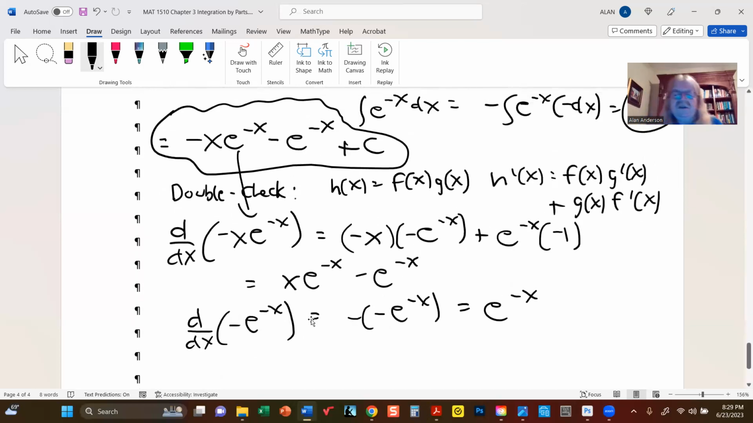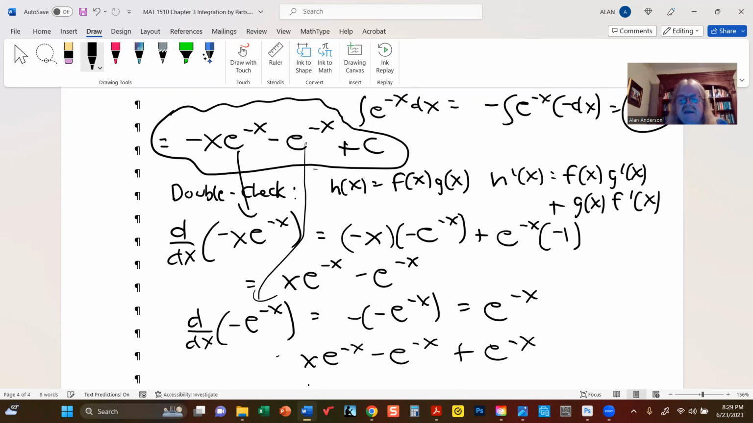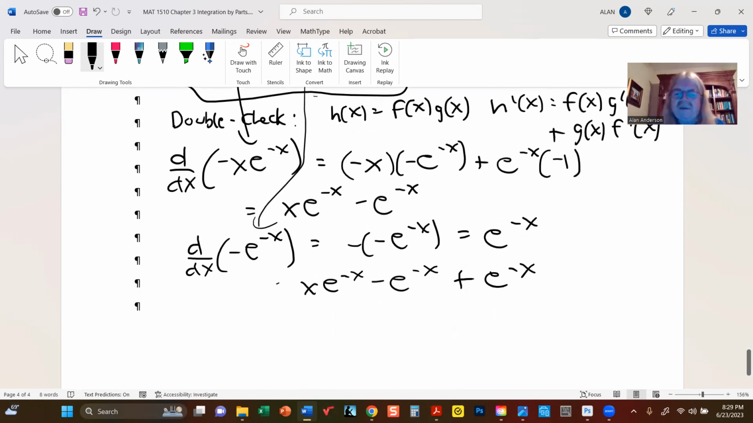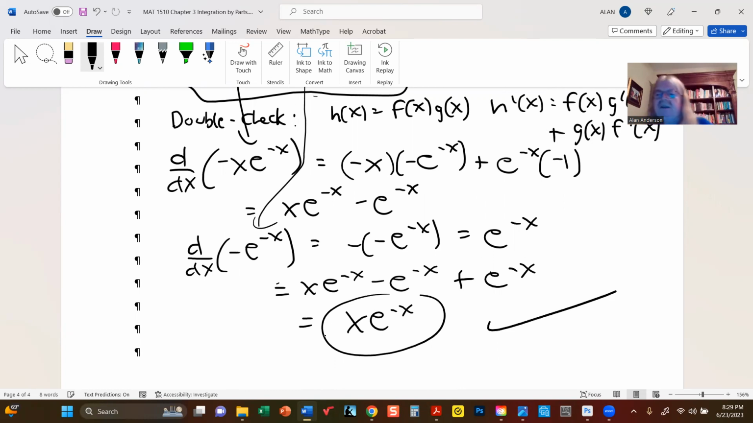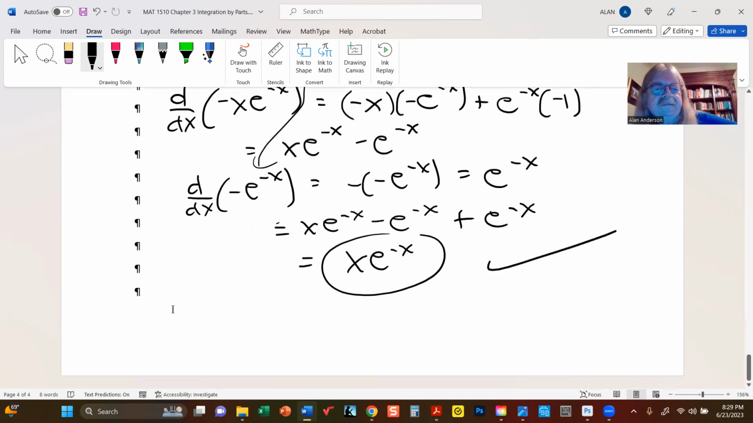So in other words, I knew something was wrong. So altogether, you'll have x e to the minus x minus e to the minus x plus e to the minus x. Now we're golden. Because these last two terms drop out, and ultimately you end up with just x e to the minus x, which is the original integral. Okay, very good.